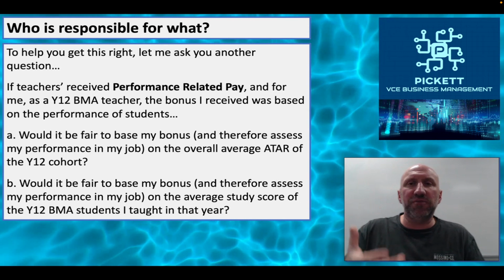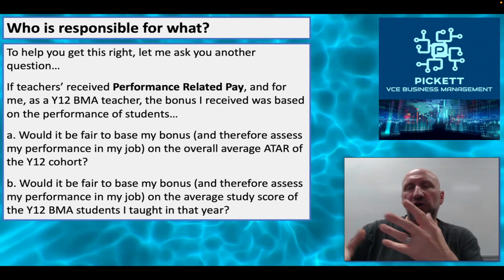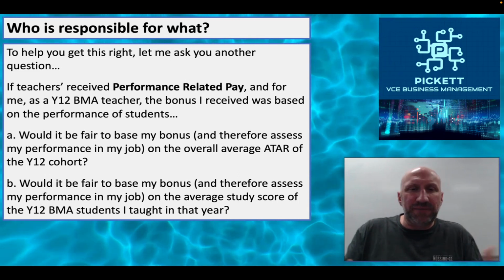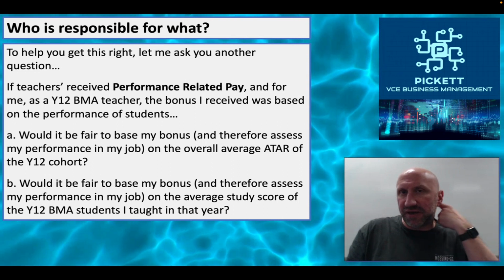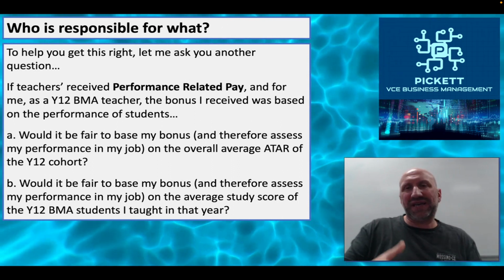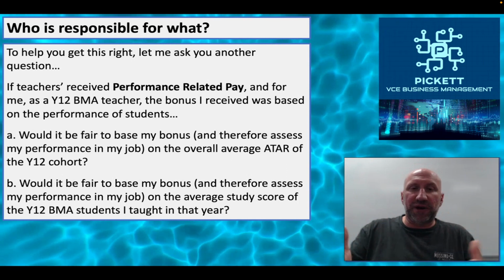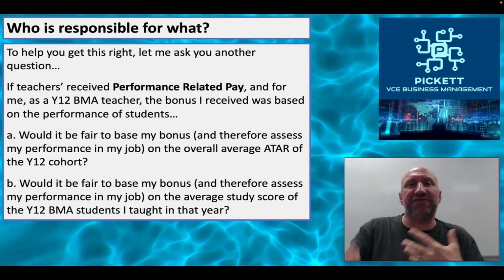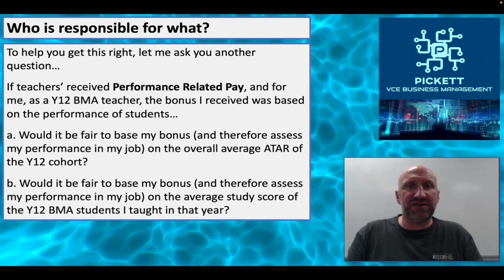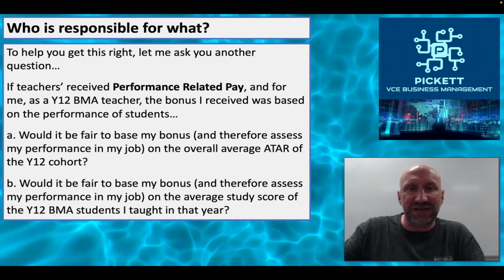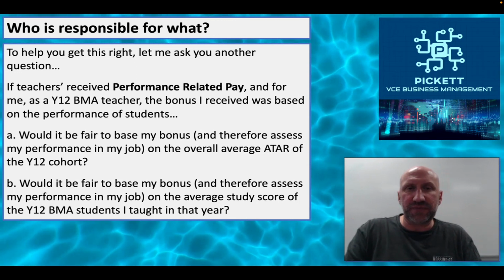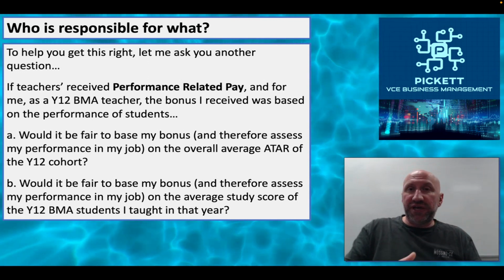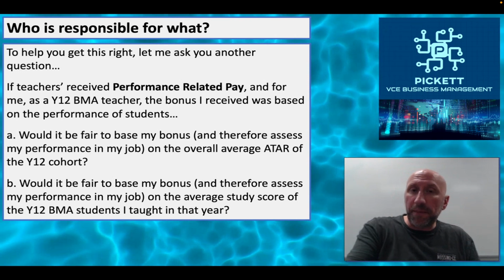Minimal. So it's not really fair to judge my performance as a teacher based on that, because I can't control that. Now, B, would that be fair? Look, maybe. I mean, there's problems there as well. At the end of the day, every cohort is not the same. But I guess you could argue it would be fairer to base my bonus on the study score of the students that I actually teach. At least I have some impact, some input into that. But certainly not A. For A, you could argue that potentially the principal of the school, maybe.